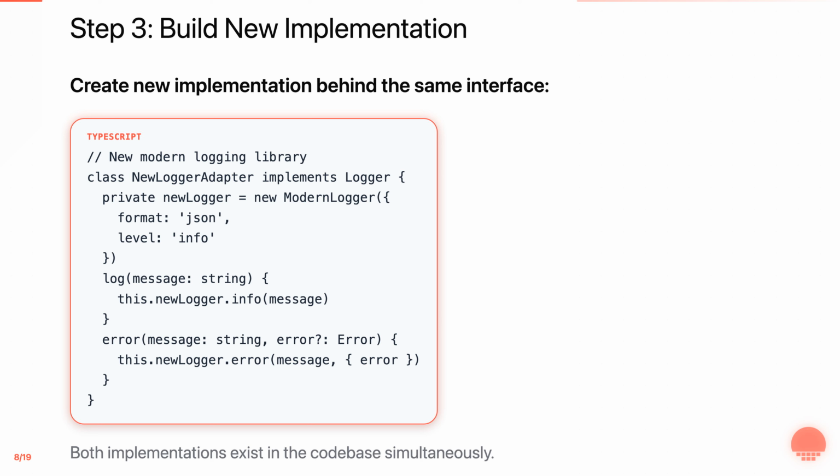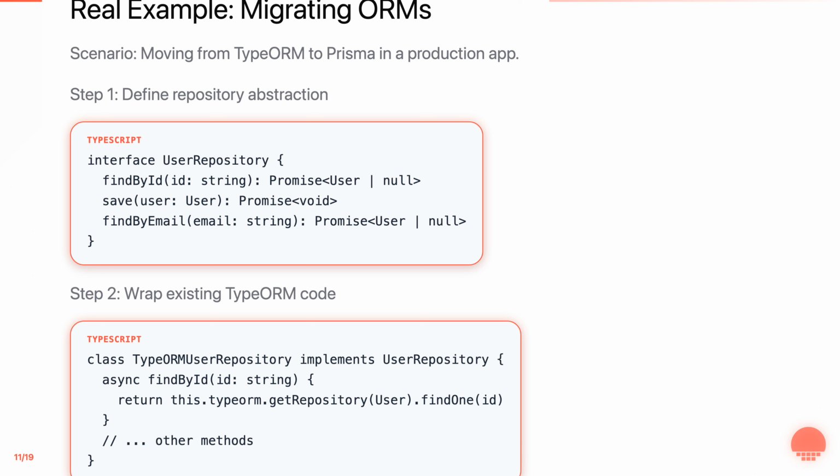That's the whole point. Let's make this concrete with a real-world example. Migrating from TypeORM to Prisma. First move. Define what a user repository actually needs to do. Just the core operations: find by ID, save, find by email. Clean interface. No ORM leakage. Then wrap your existing TypeORM implementation in a class that implements that interface.